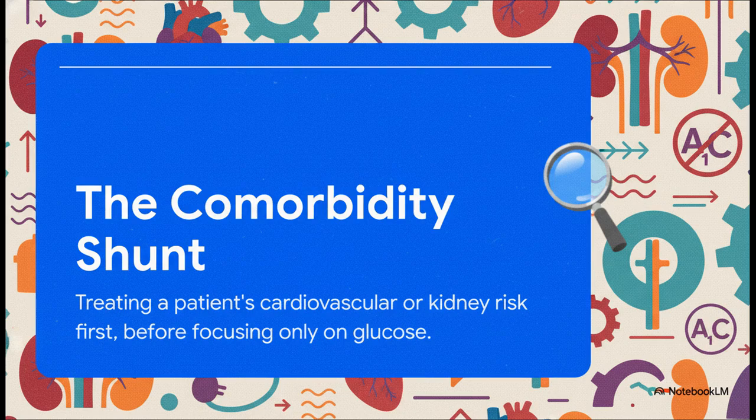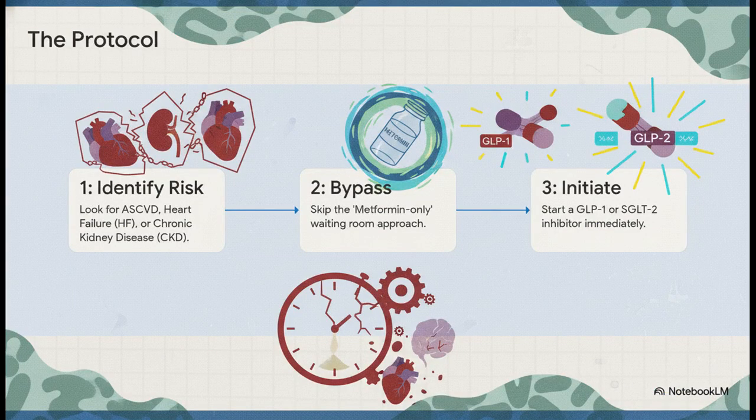And the answer, my friends, is all about this core principle, the comorbidity shunt. We're not just chasing the A1C anymore. The new doctrine, the new way of thinking, is to go after the highest risk factor first. And a lot of the time, that's the heart or the kidneys, not just some number on a lab report. So the protocol is crystal clear. Step 1, you identify if those high-risk conditions are there. You know, ASCVD, heart failure, CKD. If they are, you immediately bypass what I like to call the metformin-only waiting room. You don't wait. You initiate a GLP-1 or an SGLT2 inhibitor right then and there. And why? Well, think about it. If we sit around and wait for metformin to fail, the patient's organs are going to fail first. We can't let that happen.